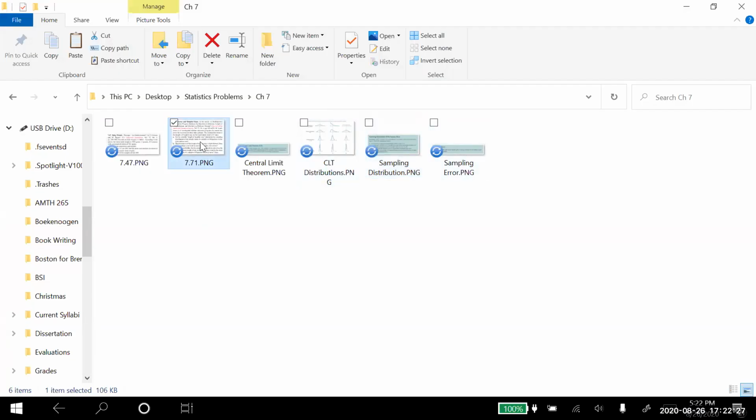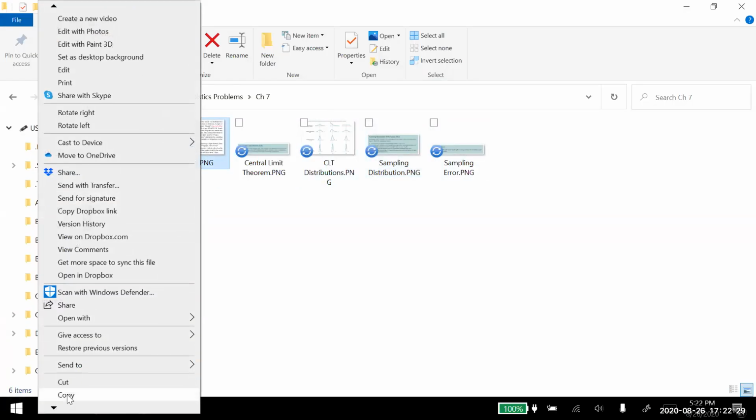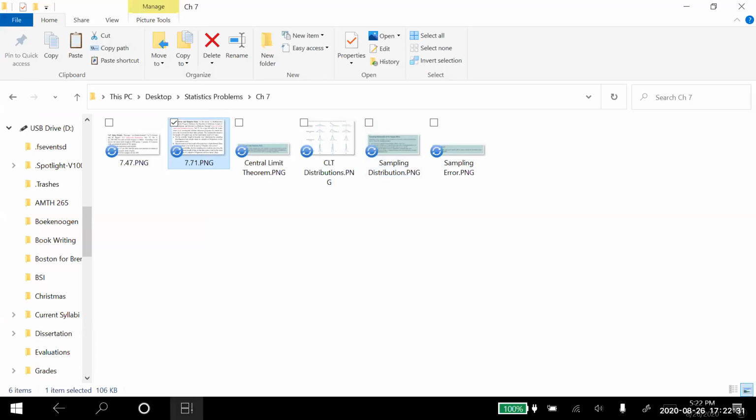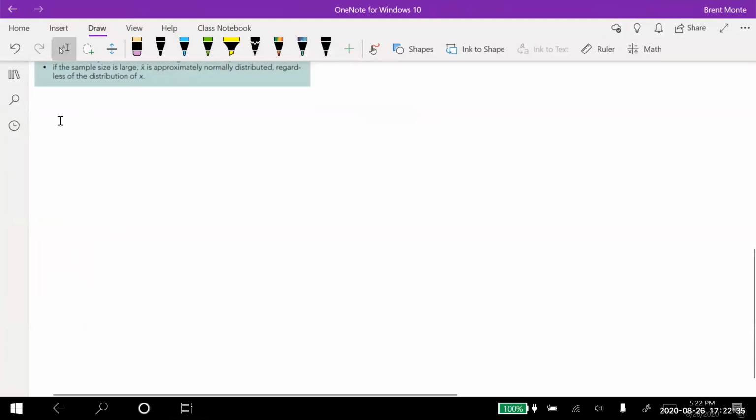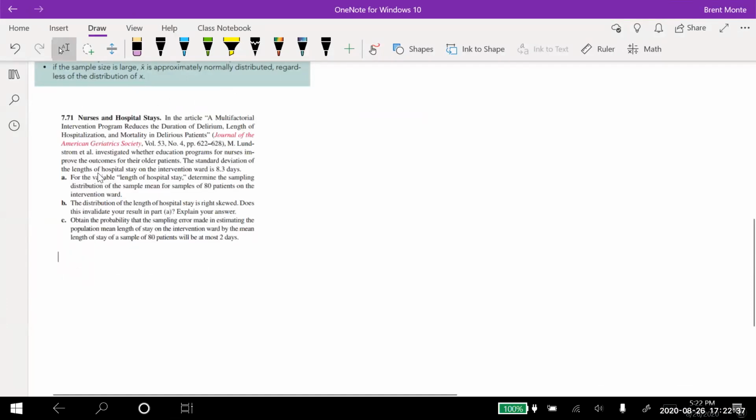And it's 771. As you can see, there's a little bit of verbiage here, so we'll read through that fairly quickly. 771, nurses and hospital stays. In the article, a multifactorial intervention program reduces the duration of delirium, length of hospitalization, and mortality in delirious patients. There's a long title for you.